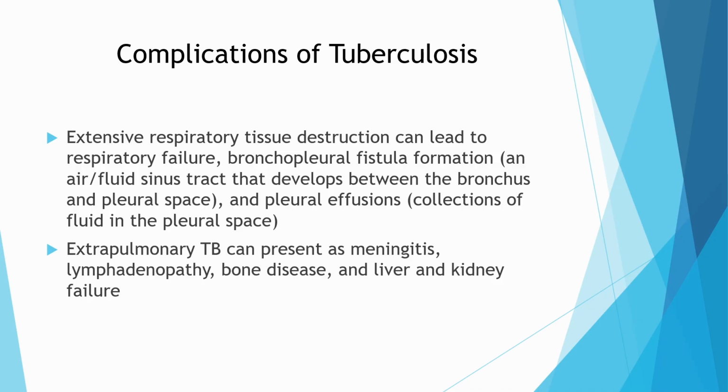So, complications of tuberculosis. Extensive respiratory destruction can lead to respiratory failure, bronchopleural fistula formation, and this is an air or a fluid sinus tract that will develop between the bronchus and the pleural space. And then pleural effusions. These are collections of fluid in the pleural space. So extrapulmonary TB can present as meningitis, lymphadenopathy, a bone disease, and liver and kidney failure.